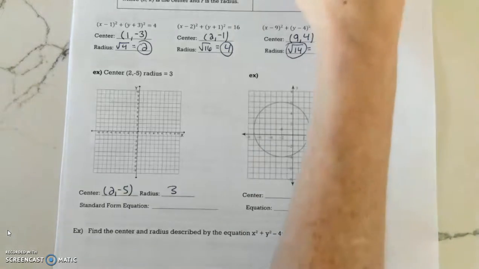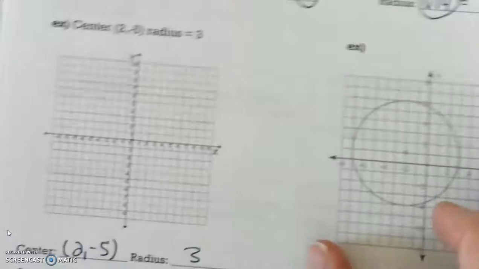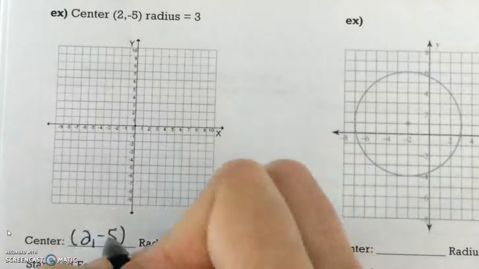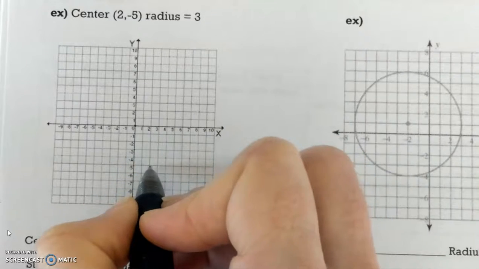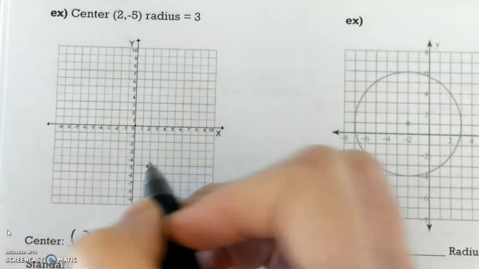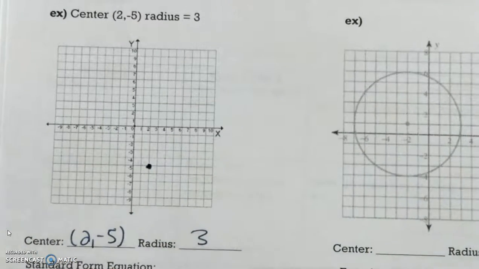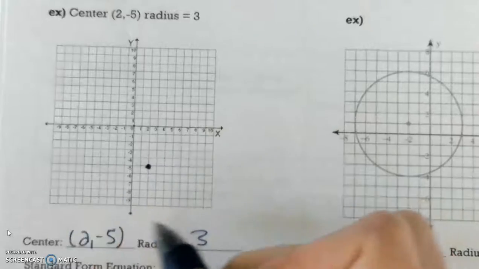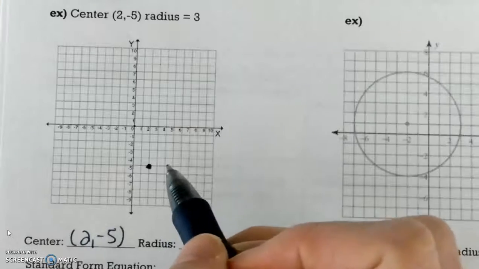All right, so plotting the center. The x value is 2, so I'm going to go right 2. The y value is negative 5, so I'm going to go down 5. All right, that's the center of my circle. Now I know the radius is the distance between all points on the circle from the center.